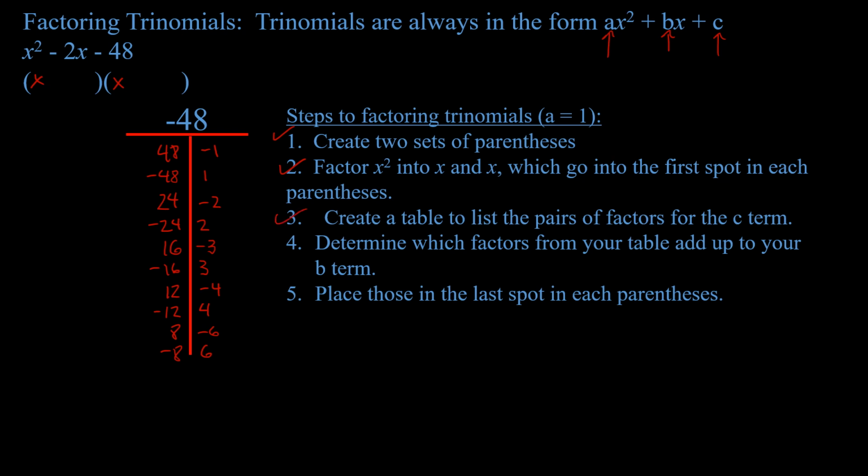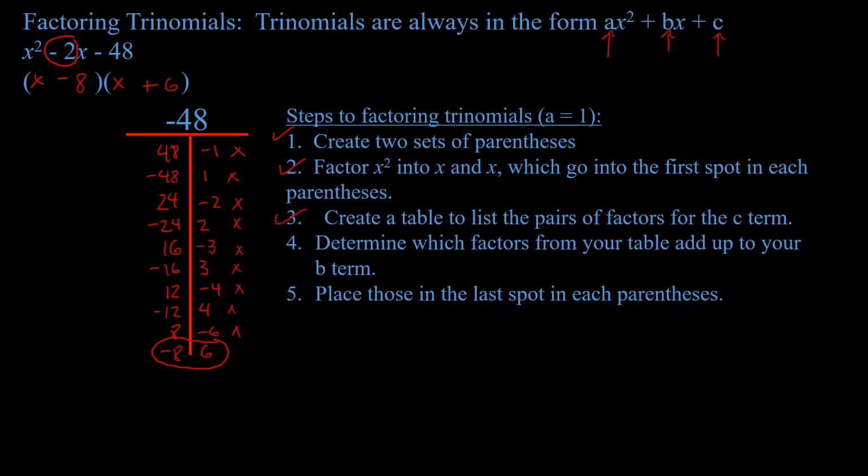Now we're going to determine which of those factors add up to the b term. So we want to add to a negative 2. So I know that 48 plus negative 1 is not negative 2. Negative 48 plus 1 also is not negative 2, and I keep on going down these until I get ones to add to a negative 2. And I realize my last pair, negative 8 and 6, add to a negative 2. So I place those at the ends of the parentheses.